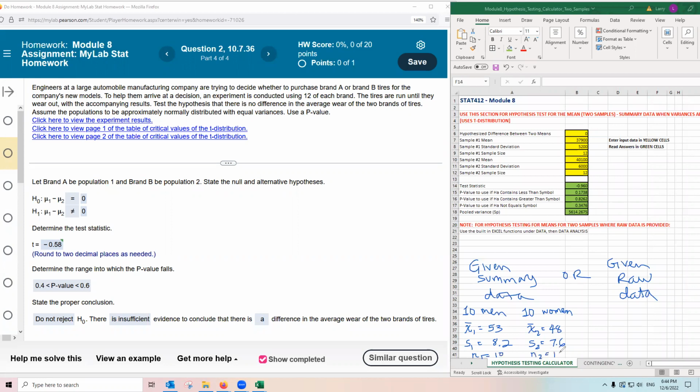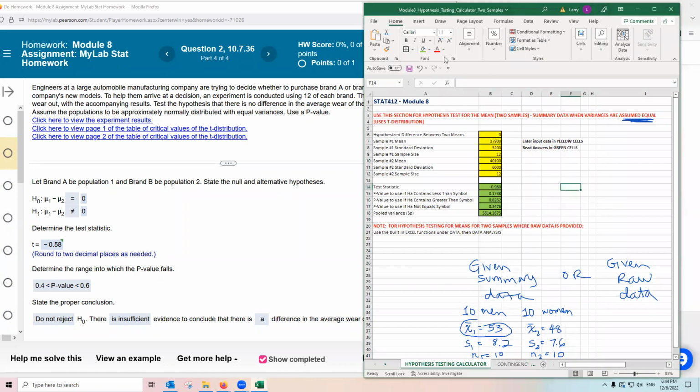I'm calling this summary data because someone has already calculated the mean for me. That's what this calculator is going to help you with. Notice here it says summary data. In some of these problems, the problem is going to tell you to assume the variances are equal or assume the variances are not equal.